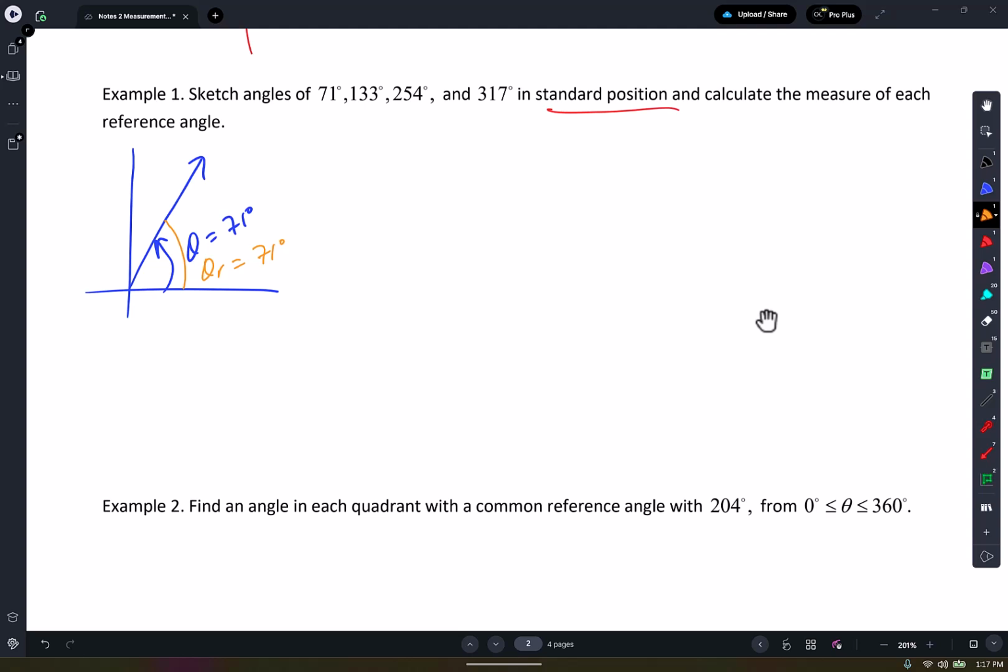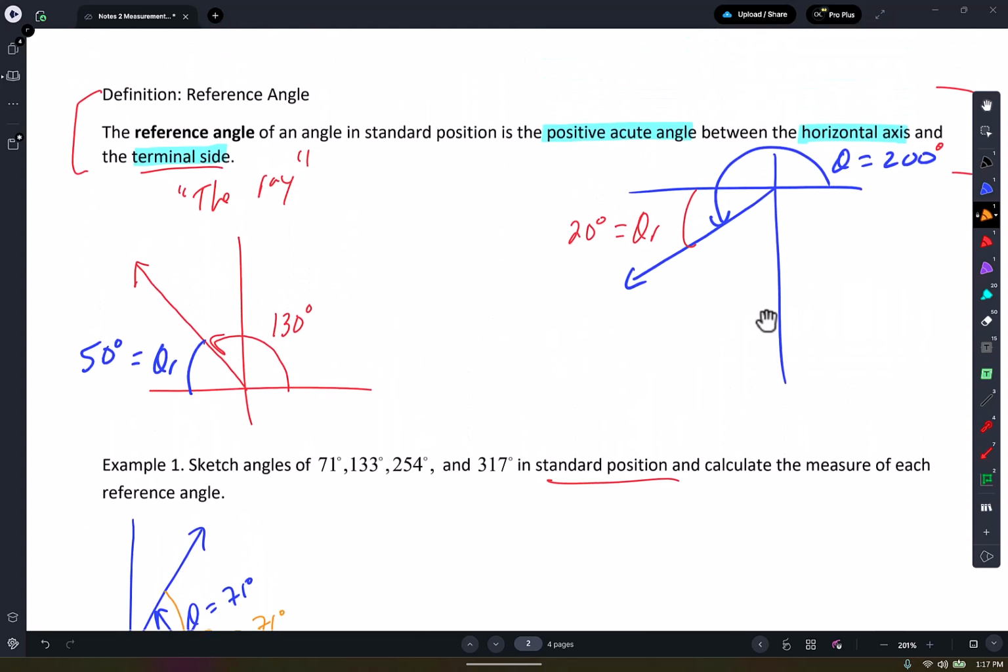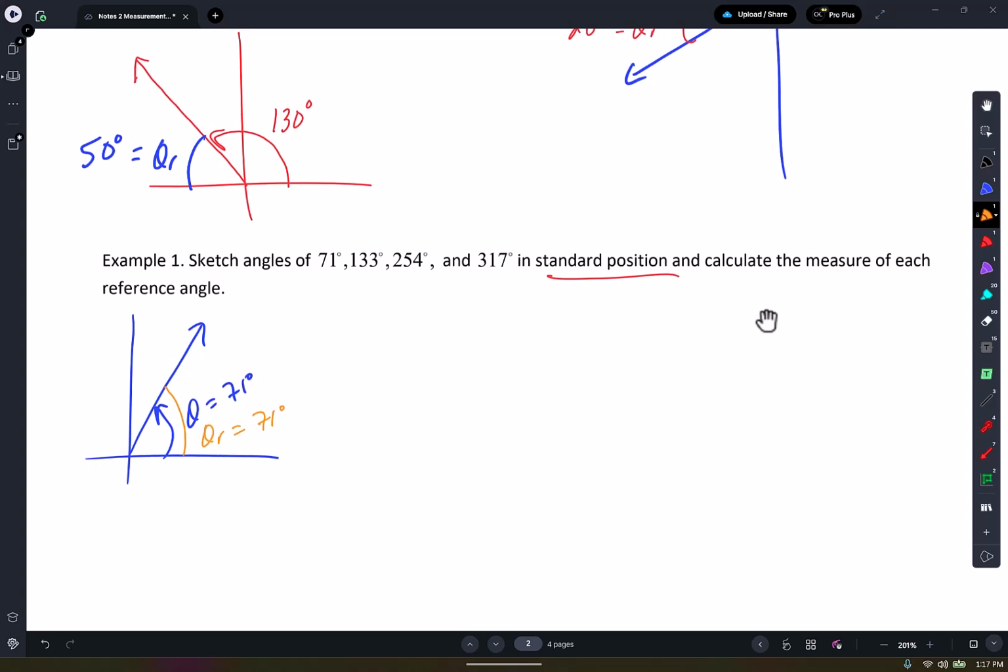Wait, can you go back up to the top real quick? Yes. So for the 130 degrees, the reference angle is the 50 degrees? Yes. It's a gap from here and here. Okay. And the bottom one is 71 degrees, is that still just 71 degrees as the reference angle? Yes, because I'm in quadrant 1. Remember, the reference angle is always acute.